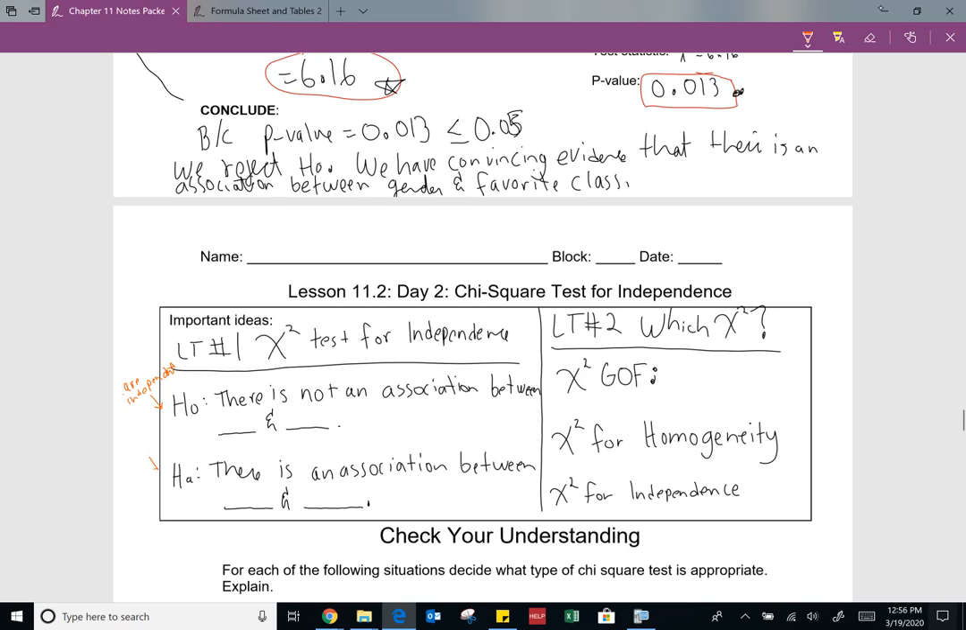And what we're testing is, is there an association? So there is an association between them, and that's that they are not independent. So they're dependent is what that's really saying.